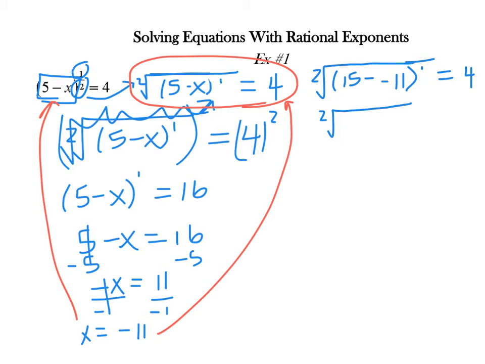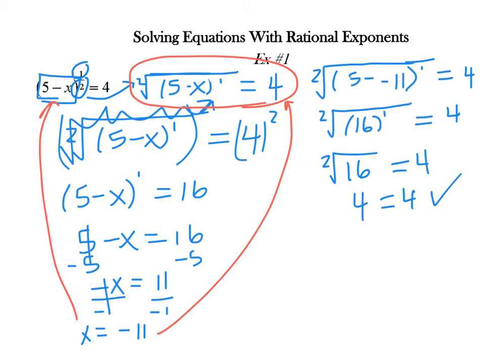Sorry, not 15, that's 5. I read my parentheses wrong in the original problem, and this should just be a 5. 5 minus negative 11 changes to 5 plus 11, which is 16. There you go. So I have 16 to the 1 power equals 4. 16 to the 1 power is just 16, so I really just have the square root of 16. And that actually is 4 equals 4. Since this answer works out, I have a solution.